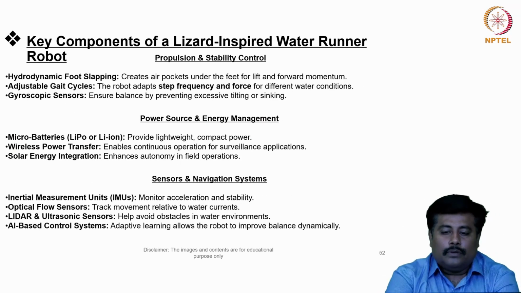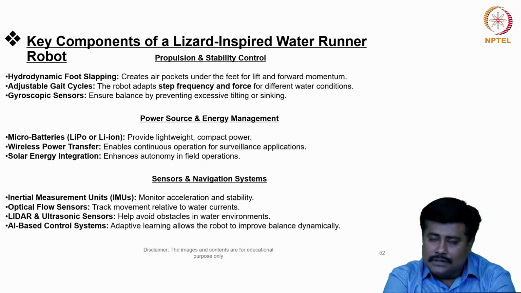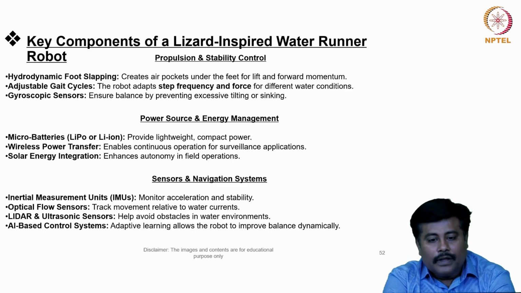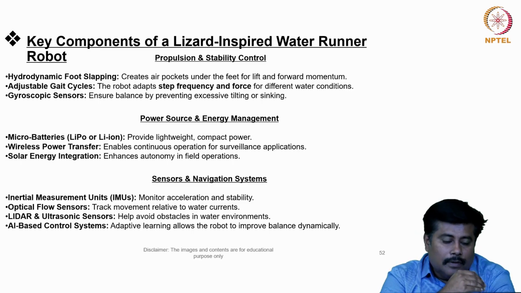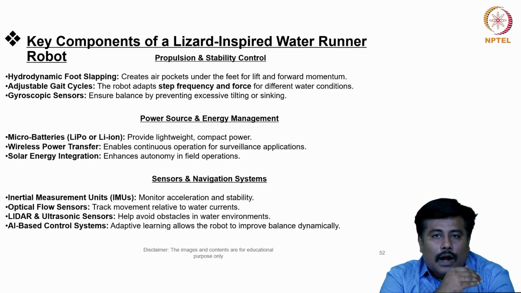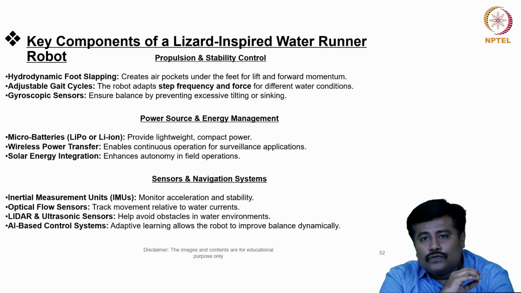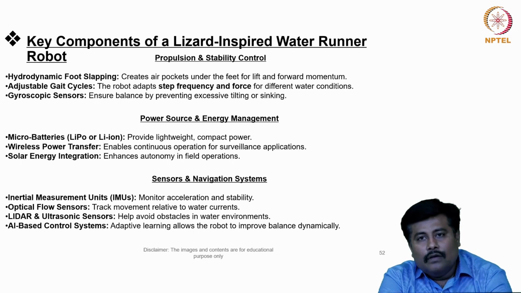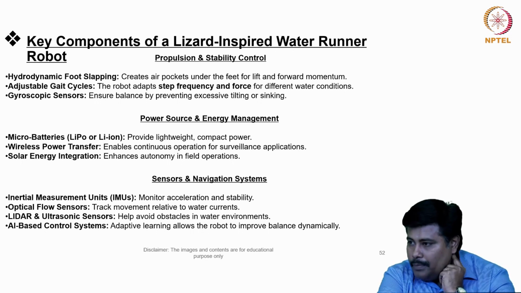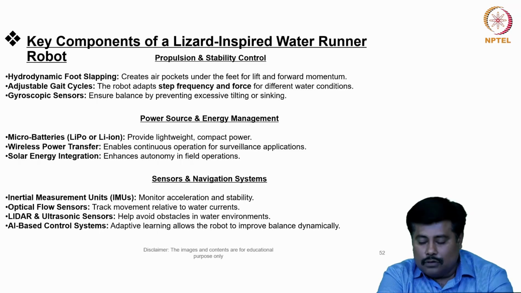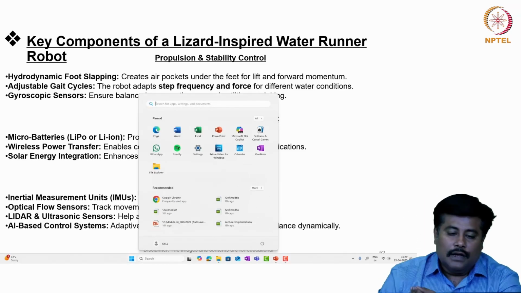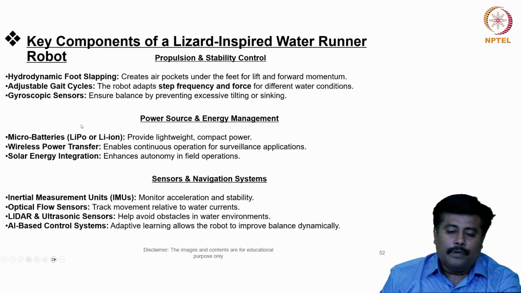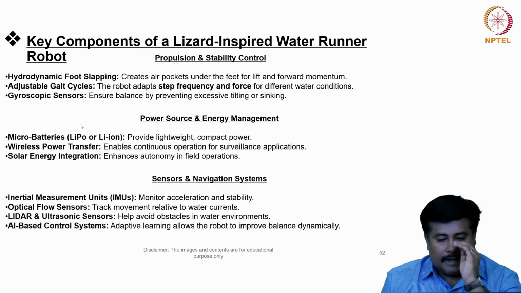Now when we look into the propulsion and stability control perspective, hydrodynamic foot slapping creates an air pocket under the feet for lift and forward momentum. It has adjustable gait cycles. The robot adapts its step frequency and force for different water conditions. From the gyroscopic perspective, the gyroscopic sensor ensures balance by preventing excessive tilting or sinking.